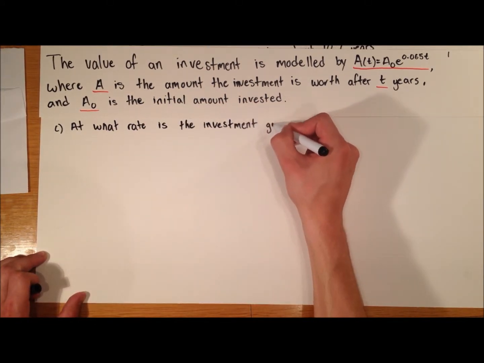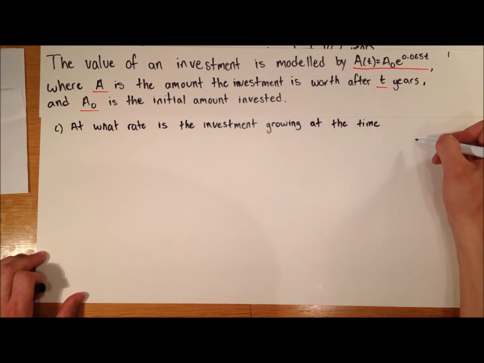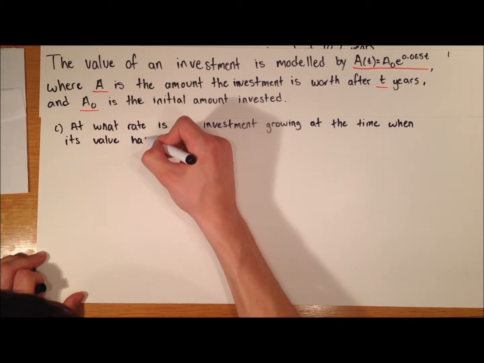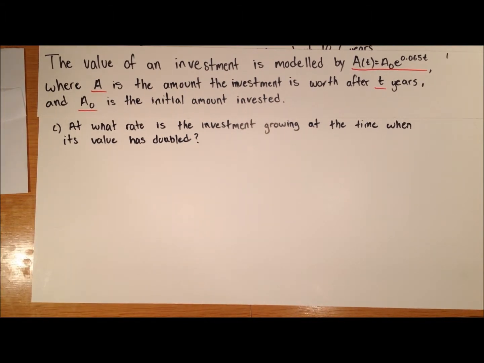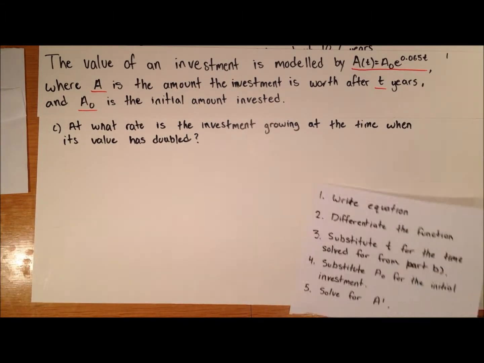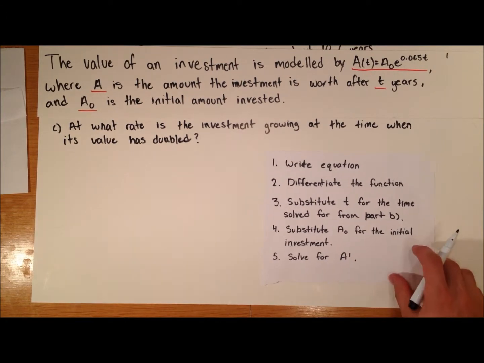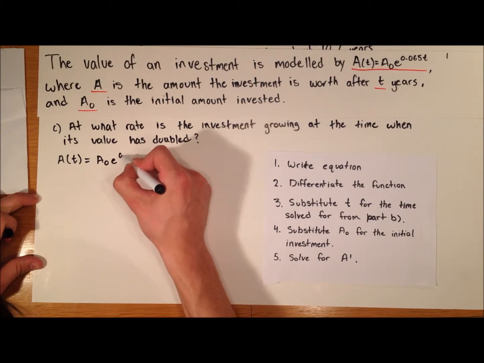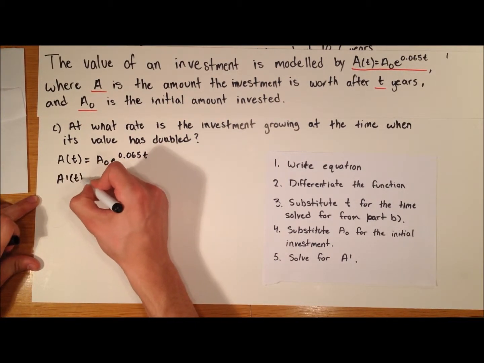Part C says, at what rate is the investment growing at the time when its value has doubled? This question is very important because it's the first time we see a rate. This means that we have a new set of instructions in order to solve this problem. Our first one is to write the equation. Then we need to differentiate the function. We do this because we need to solve for the slope of the function, which would be the rate. After differentiating, we substitute t for the time solved for from Part B, which is 10.66 years.